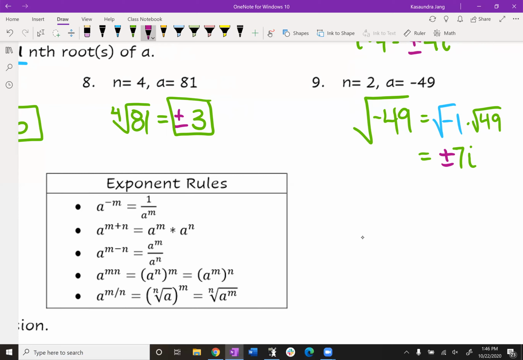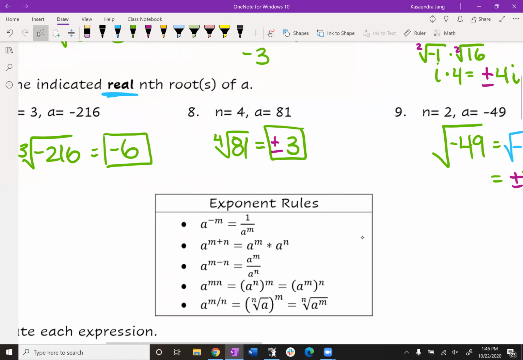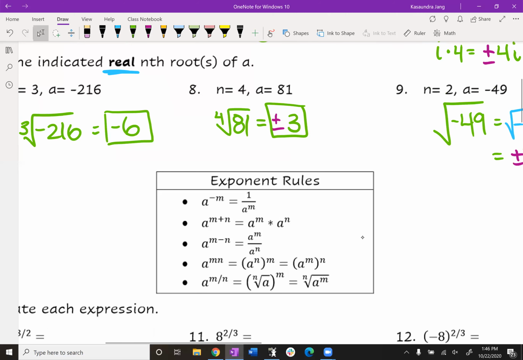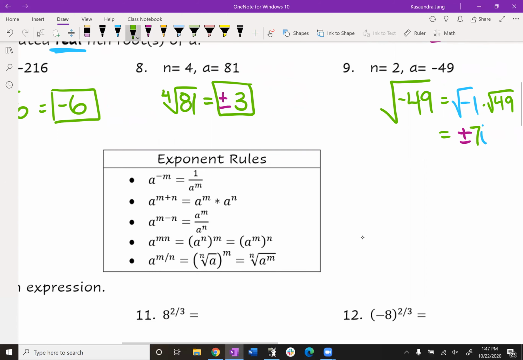Now, the instructions here said to find the indicated real nth roots. I got some imaginary roots, but I don't actually have any real roots. So when they ask you to fill it in, I have nothing that I would have as the solution on this one. I don't know if they make you put like no solution or if they have you leave it blank or whatever. Just read their instructions, but yeah, I have no answer, no solution.